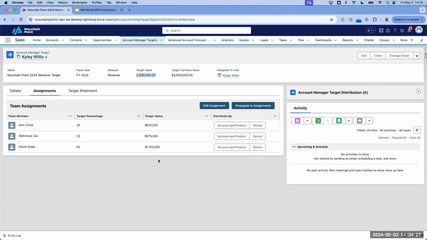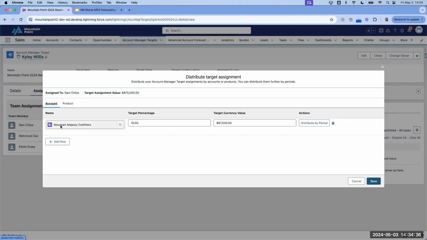Like I said, if there are maybe specific accounts or specific products that need to be targeted, you can split this further by distributing it at another level. So here, of his $875,000, 10% of that needs to be for Mountain Majesty Outfitters, which the system automatically calculates at $87,000. Now I could bump that, and the system will automatically calculate that for me.